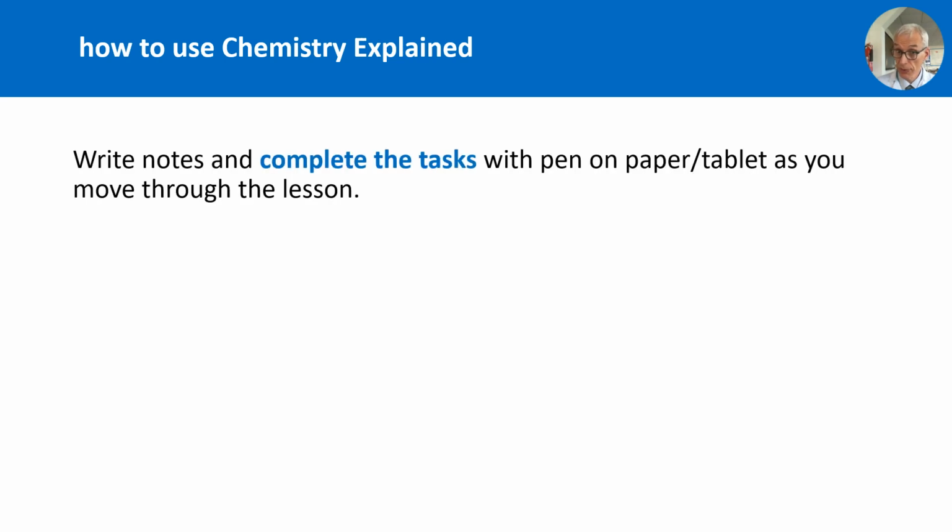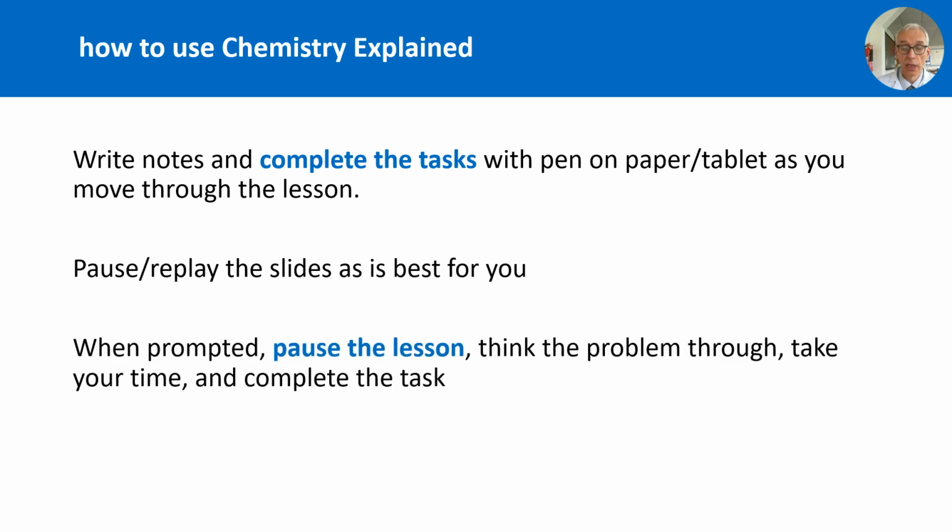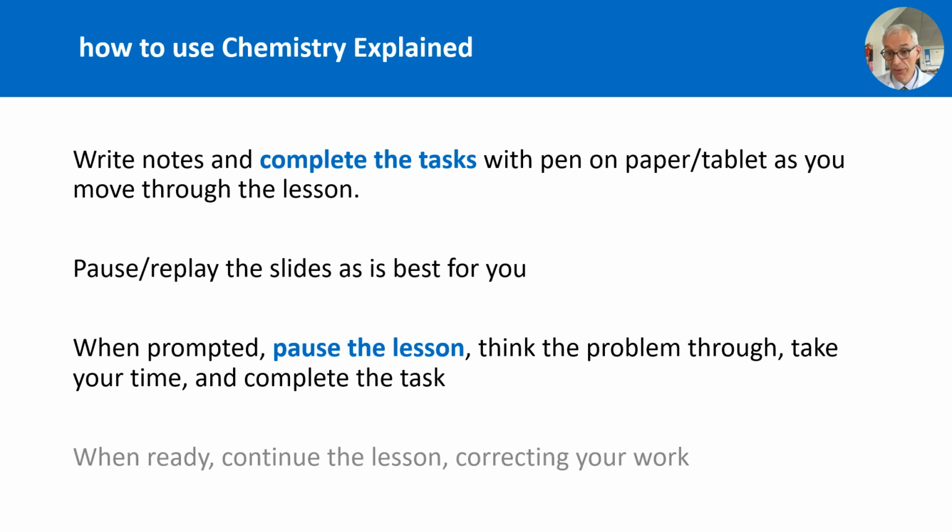Using Chemistry Explained means participating by writing notes and completing the tasks with a pen on paper or on a tablet. Pause and replay the slides at the pace that suits you. Most importantly, when prompted, pause the lesson, think a problem through, take your time, complete the task before continuing, and correct your work.